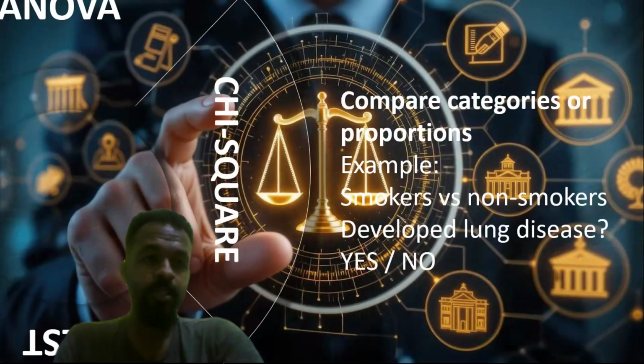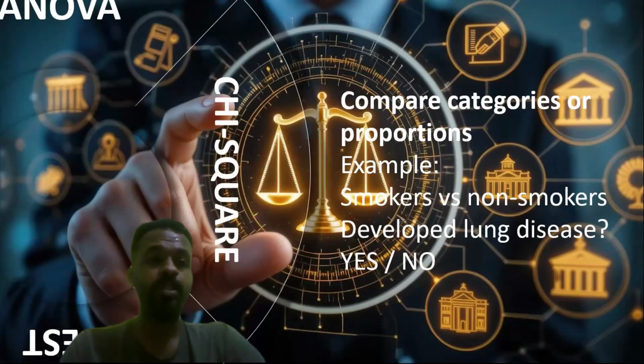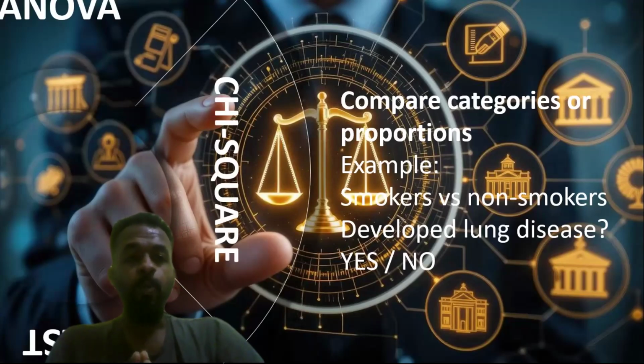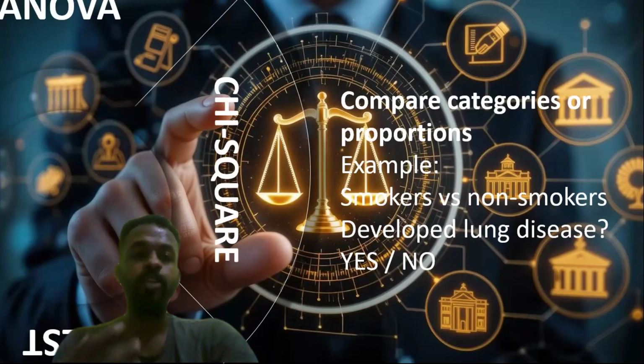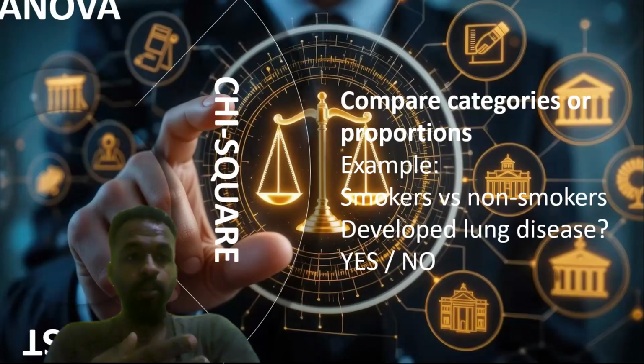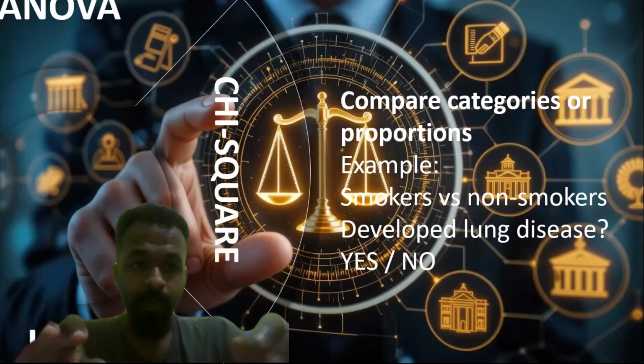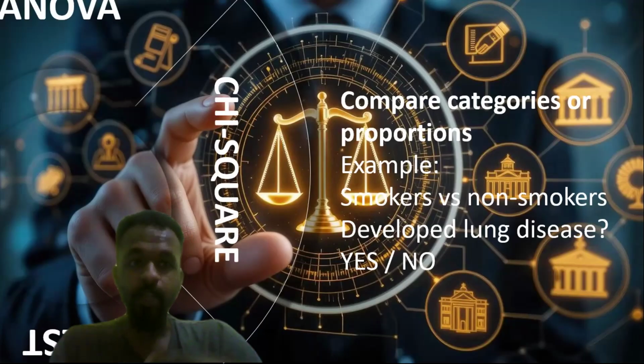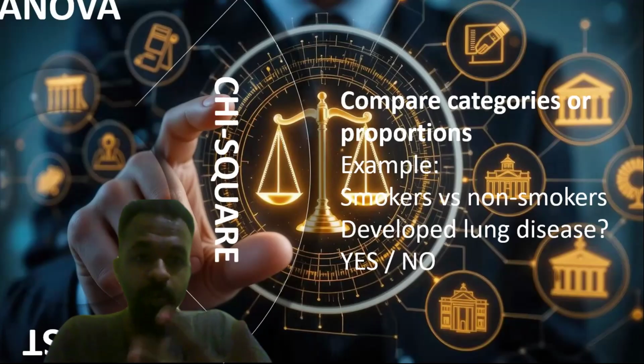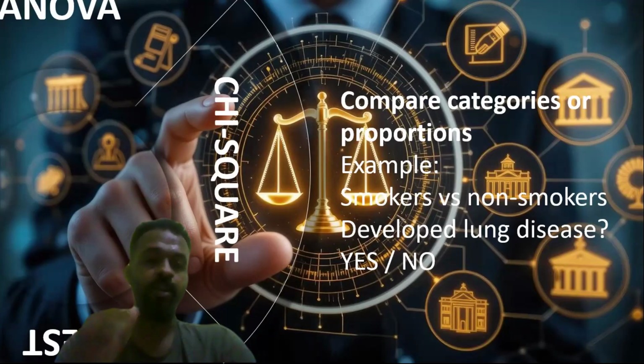Next one is the chi-square test. We use chi-square when working with categories, not averages. For example, are smokers more likely to develop lung disease? Notice this is not a numerical average. Instead, we are comparing categories, yes or no. A useful shortcut: if the answer involves percentages, proportions, or categories, think chi-square test.